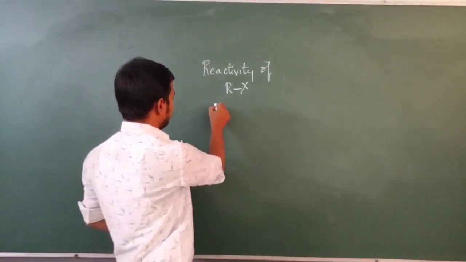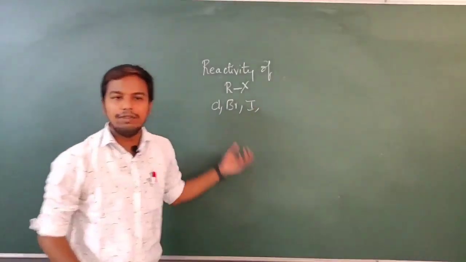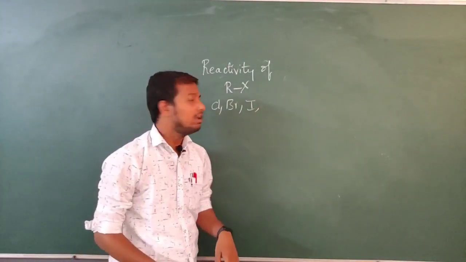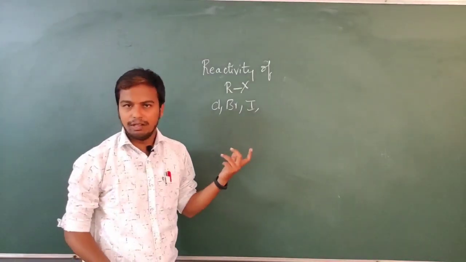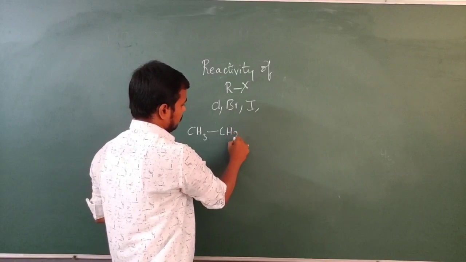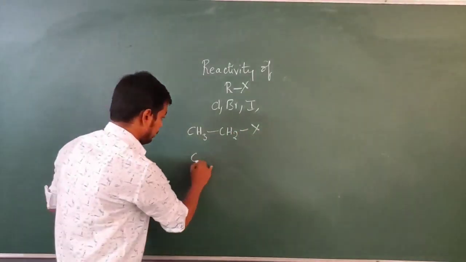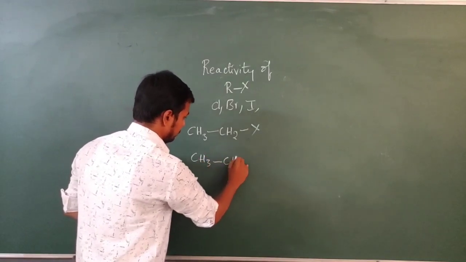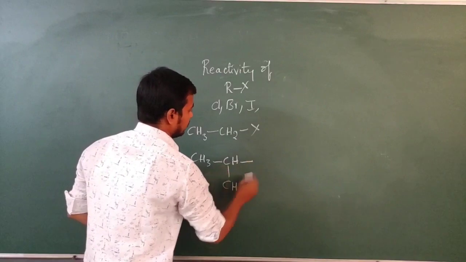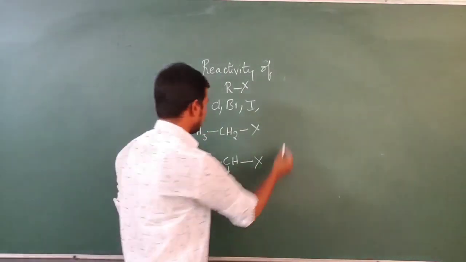Halogens, basically chlorine, bromine, iodine, these 3 we will use. We will not use astatine. Why? Because it is a radioactive element. I will take one example, that is a primary alkyl halide, CH3CH2X. This is primary, and if you consider the secondary, that is CH3CH(X)CH3, attached to one halogen atom. This is primary, this is secondary. Let's move on to tertiary.